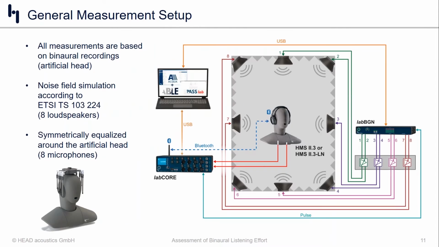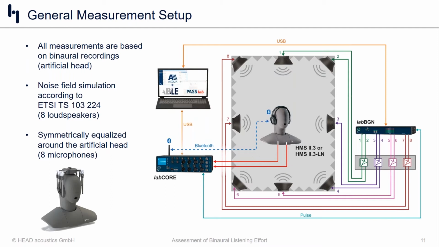Now, let's look at the general measurement setup for what we're trying to do here. So with all things HEAD acoustics, we're using our primary signal analysis, signal generation tool, ACQUA. We use that to control our LabCore interface, which controls the signals going to and from the head and torso, as well as the device under test. In this case, we have a Bluetooth headset mounted on the head and torso in a sound field. That sound field, of course, is run by our 3PASS software.